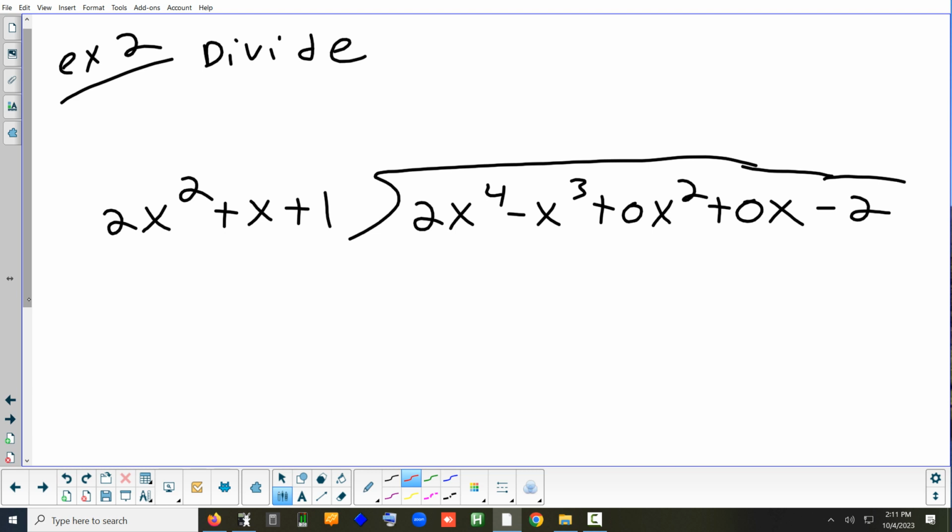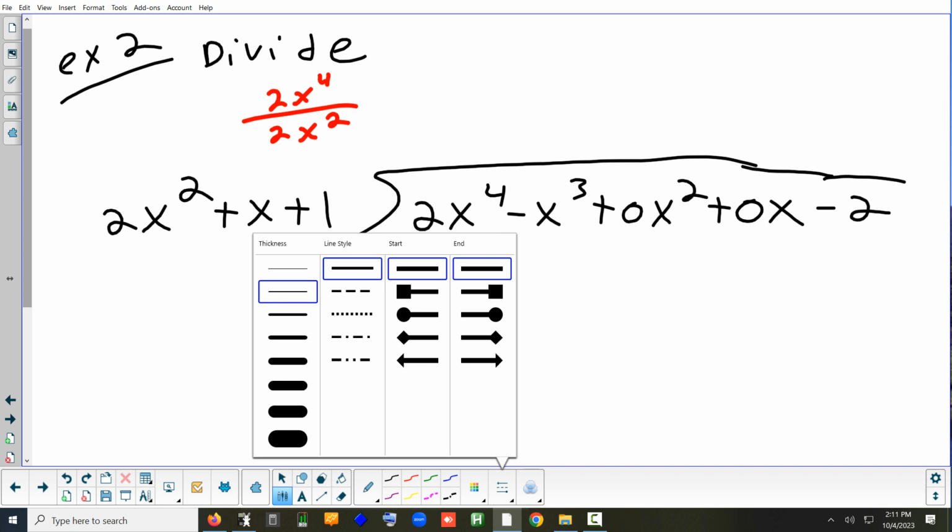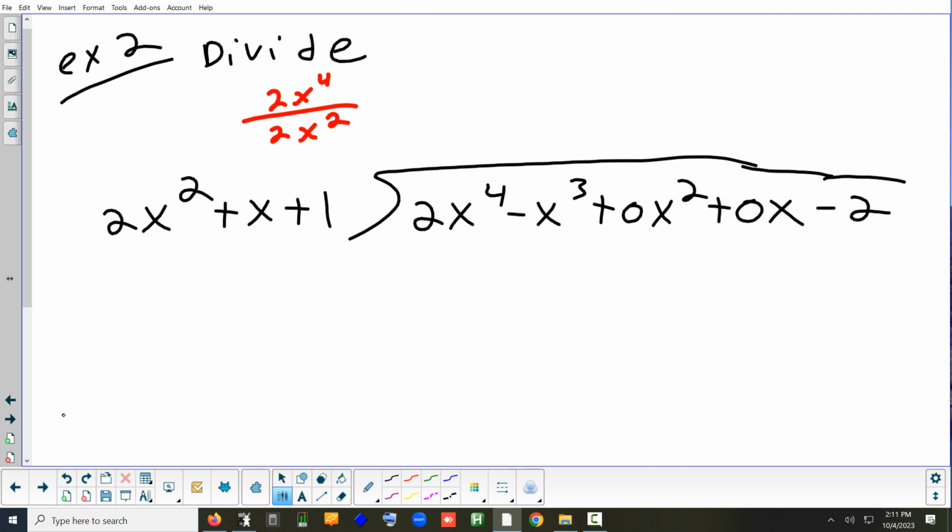So the first thing we have to do is take 2x to the 4th and divide it by 2x squared. Take the first term that's inside and divide it by the first term that's outside. What do you get if you do that? X squared. Now we have to take the x squared, and what do we do with it? Multiply back in. We're going to multiply it back out to each number on the outside.